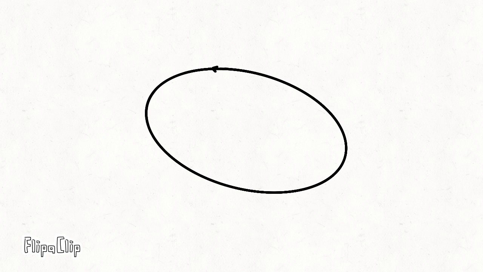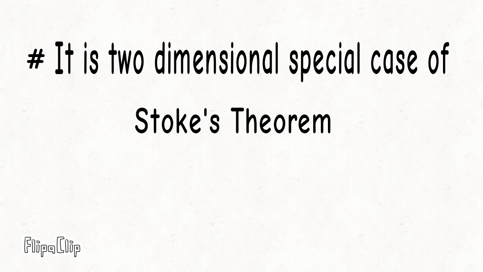Introduction. Green's theorem simply gives the relationship between the line integral around a simple closed curve C and the double integral over a region R bounded by the curve. It is sometimes also referred to as the two-dimensional special case of Stokes' theorem.